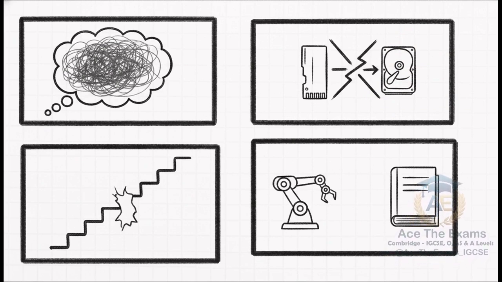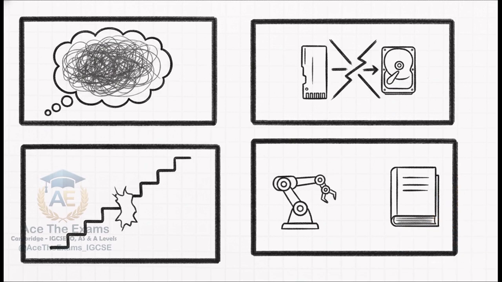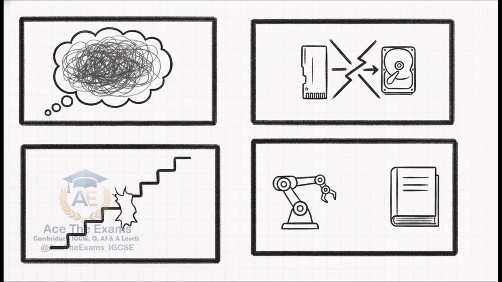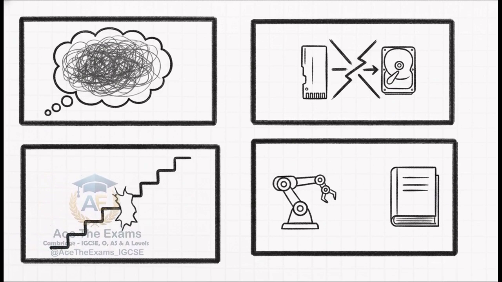Second is confusing similar terms. A massive error in computer science exams is confusing memory with storage, or confusing a MAC address with an IP address. If the exam question is specifically asking about MAC addresses and you start rambling on about routing data across the internet, you instantly lose the mark, period.